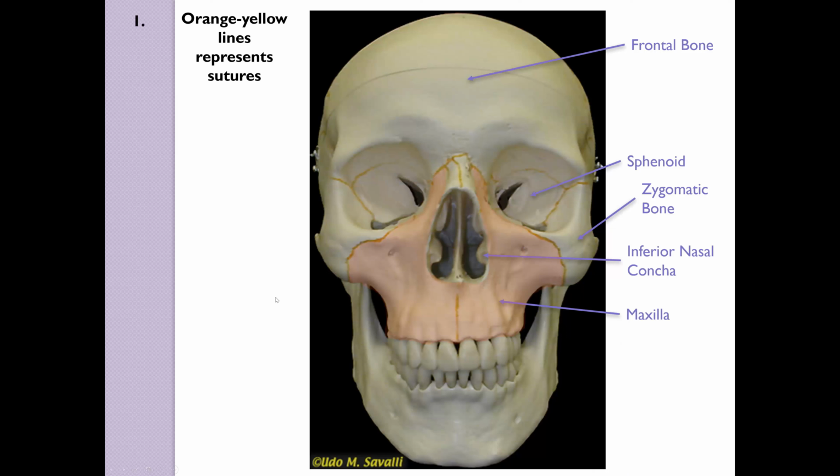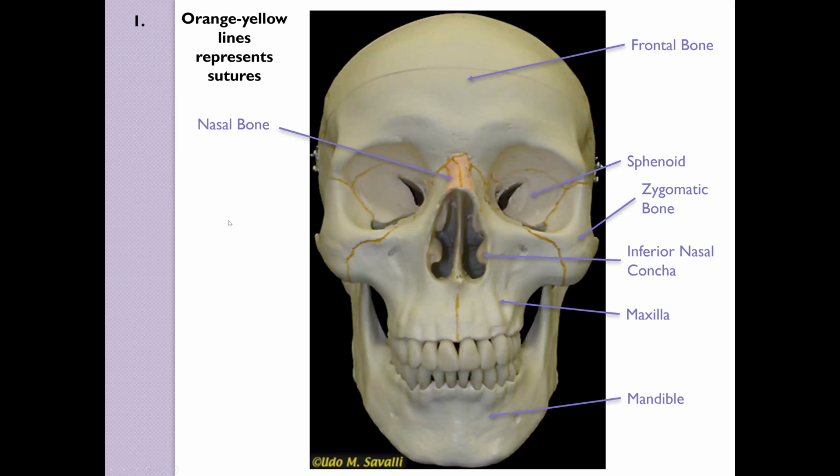Another bone we can identify here is the mandible. This is a single bone, and this is your lower jawbone. It has your lower teeth in it. Another bone that we can identify here are the two nasal bones. So you have two of these, and they form the bridge of the nose. And again, you can see the orange-yellow line representing the sutures, dividing one from the next one.